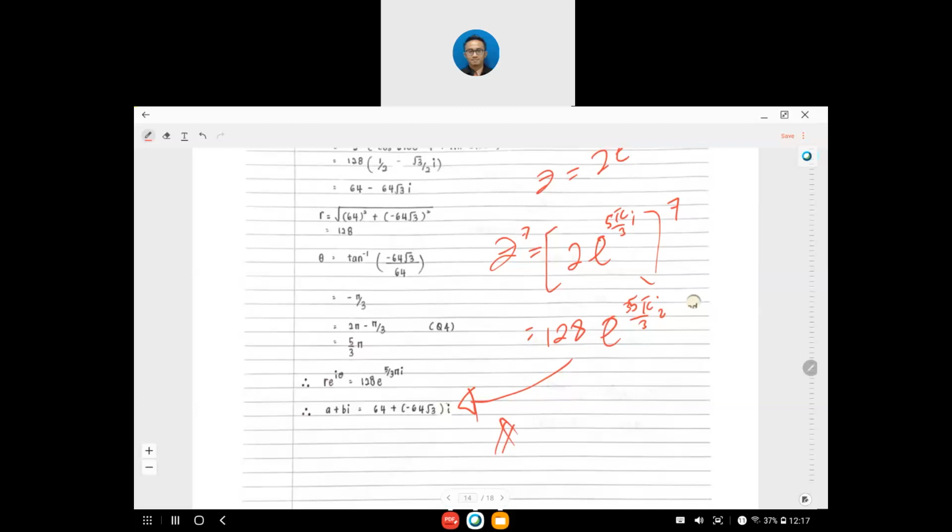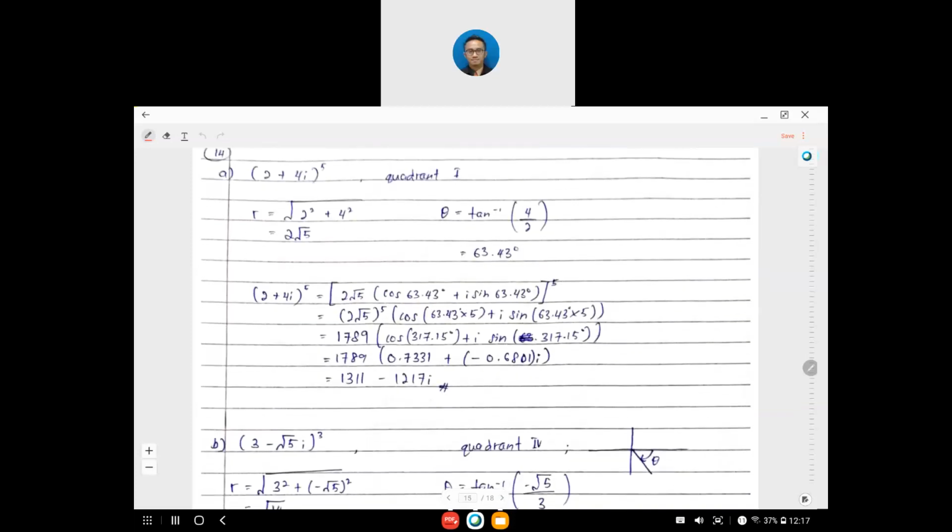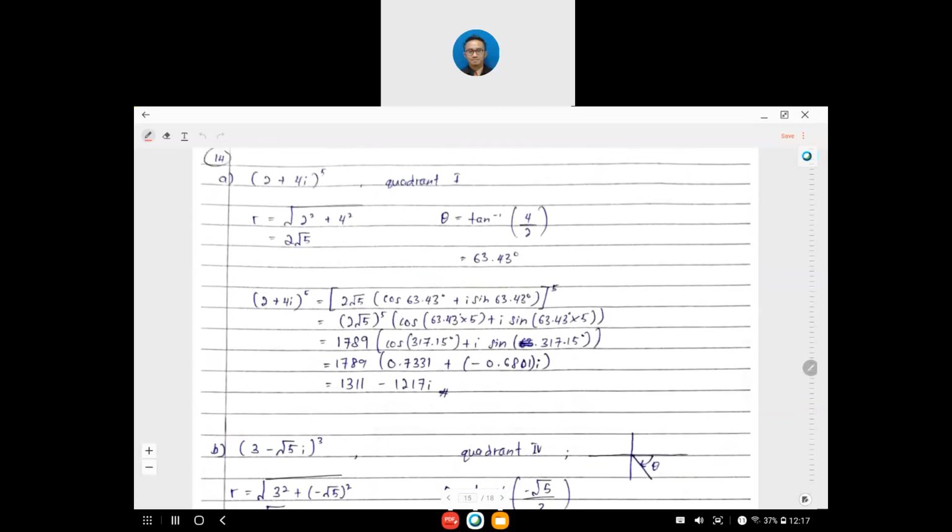Okay, next. Last question, 14. Hopefully you did this correctly. Find the result of each expression by using de Moivre theorem and write the result in the standard form a plus bi.